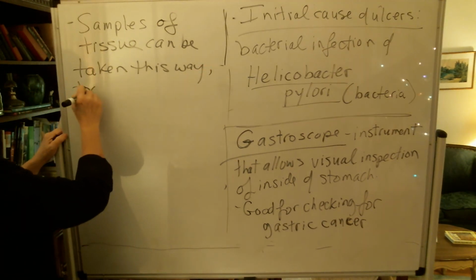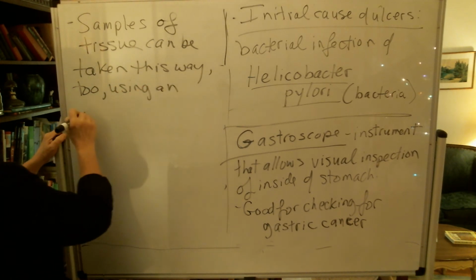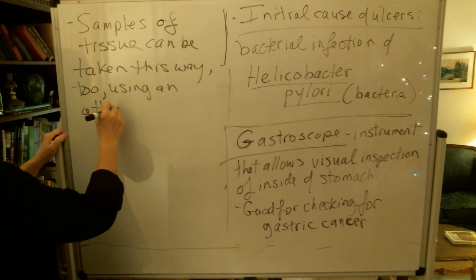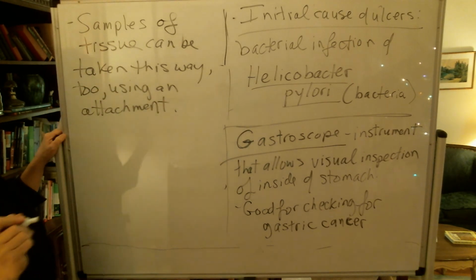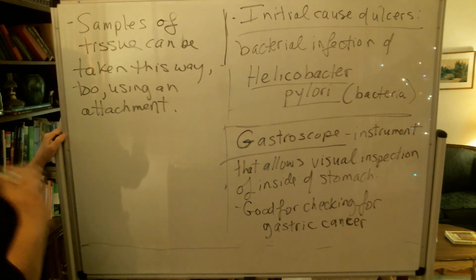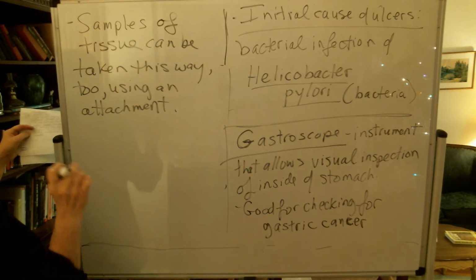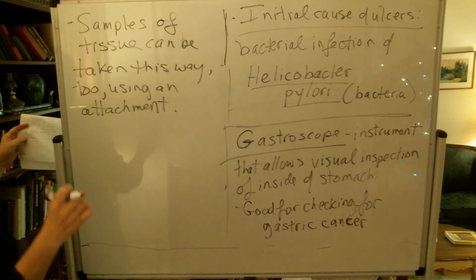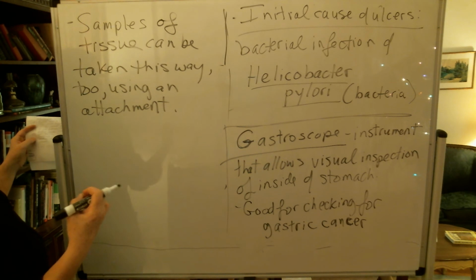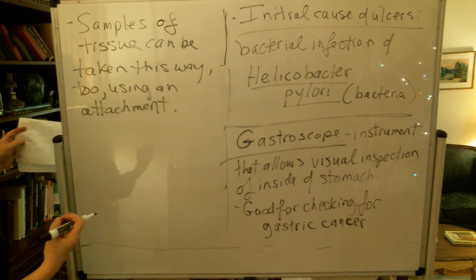I will simply say too, by using an attachment, you can actually then get a sample of tissue right from the area that looks difficult or dangerous in some way or another, that has these unusual features, unusual tissue, unusual looking cells.